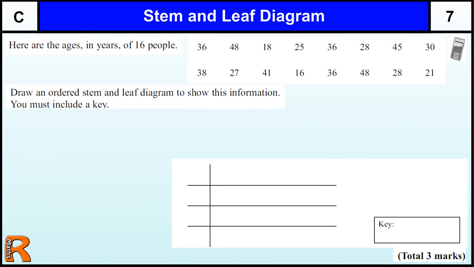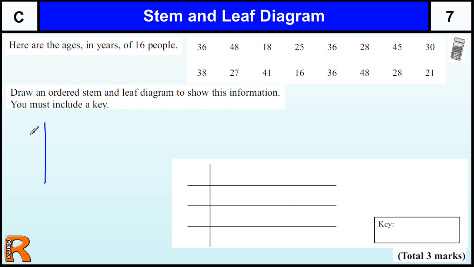Stem and leaf diagram, grade C, GCSE, level 7 national curriculum. Okay, now this is a particularly straightforward version of a stem and leaf diagram. You're asked to draw an ordered one. We always should start with an unordered one. You're given clues here because it's been set out for you with a grid and a key box. That's not always the case, so you've got to be aware of how to set this out.